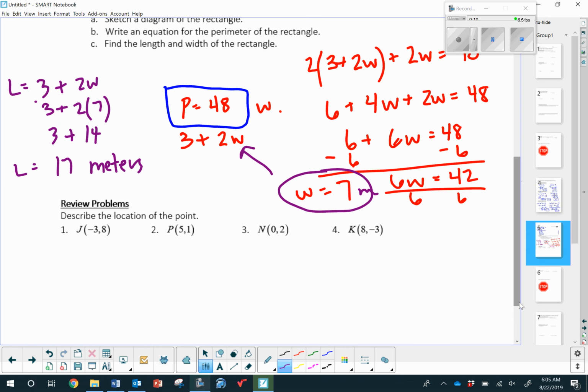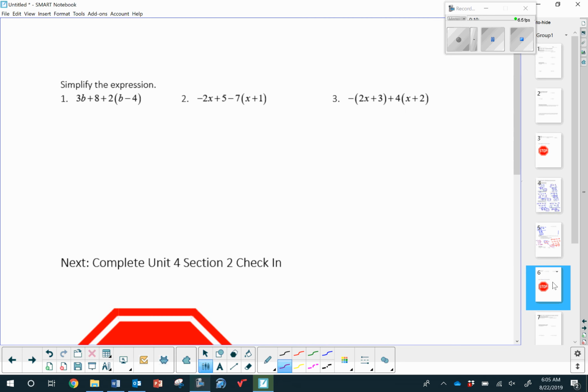All right, like I said, you've got a few review problems here at the end. You are first giving the location of the point, so what quadrant or axis is that point on? And then last but not least, you've got some simplifying expressions. This is Unit 2, Section 6, if you need to go back and reference that.